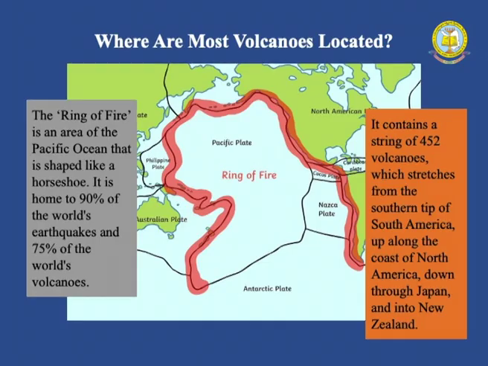So not only the volcanoes, we can also see earthquakes. A combination, this ring of fire has both the hazards, earthquakes as well as the volcanoes. 90% of the volcanoes and 75% of the earthquakes are actually focused in this ring of fire. As I mentioned, it's a string. Along this ring of fire, there are around 452 volcanoes, starting from the tip of South America and finally ending with the tip of New Zealand.